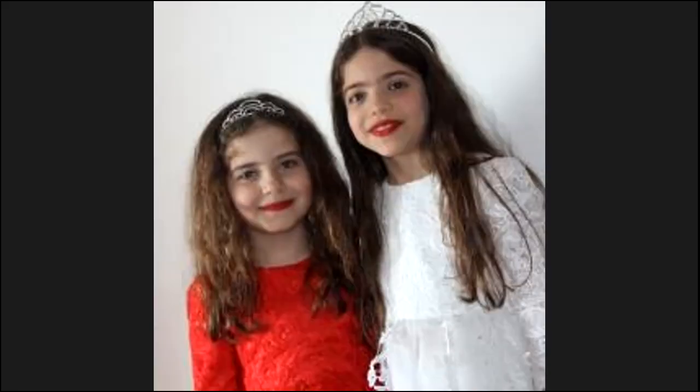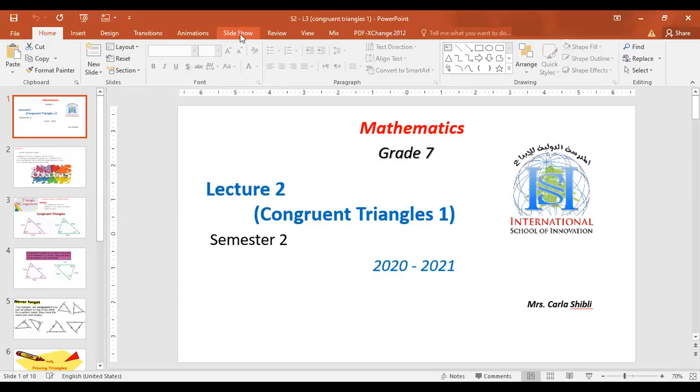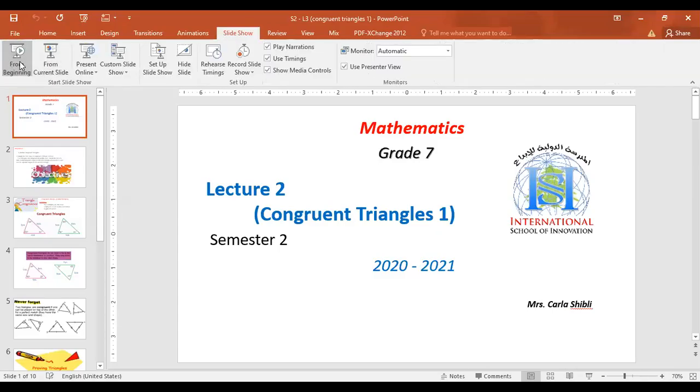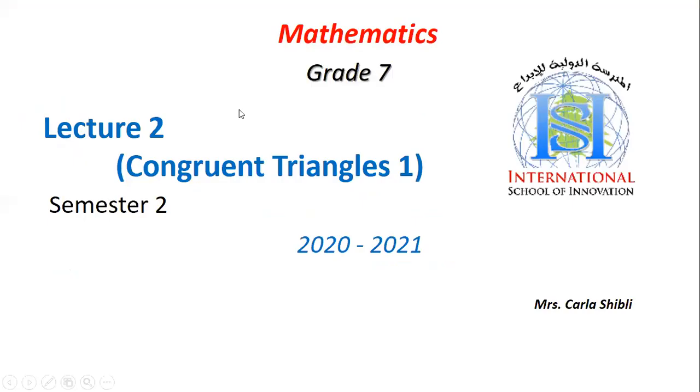So tell me again, what was our lesson about yesterday? Congruent triangles. Yesterday, we started talking about congruent triangles. Who can remind me, what do we mean when we say congruent triangles? Triangles are congruent when their sides and angles are equal. So we mean two triangles which are equal to each other, as you said.